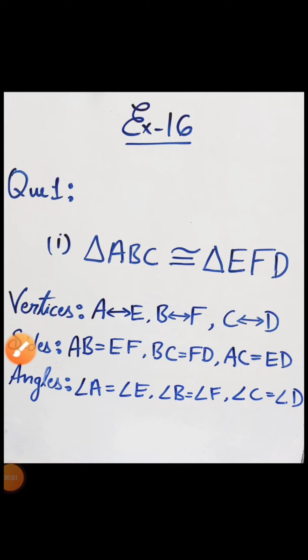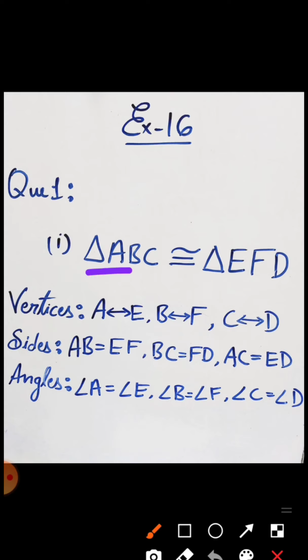Now come to exercise 16. Question number 1 says: state the correspondence between the vertices, sides and angles of the following parts of congruent triangles. Here I have done the first one. You can see we have been given a triangle ABC which is congruent to triangle EFD. So we need to find the corresponding vertices, corresponding sides and corresponding angles.